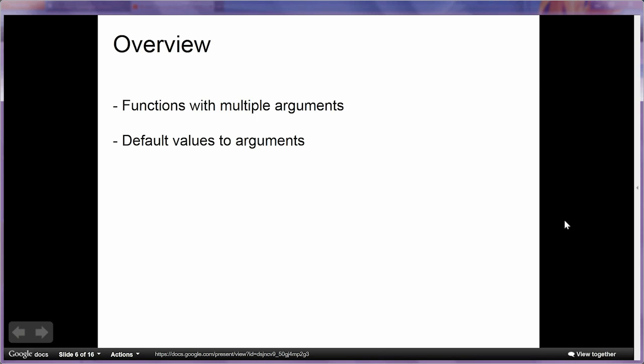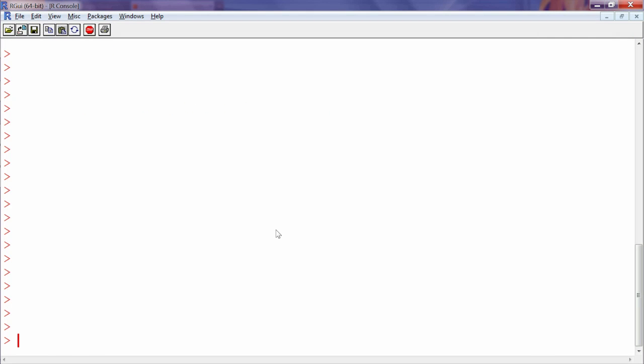In the last video, we talked about functions and using them in R. In this video, we'll talk about more complicated functions that take multiple inputs. We'll also talk about the special case where arguments have default values. We'll primarily be using the mean function here. We've used it in the past, but it has extra arguments that can be useful.